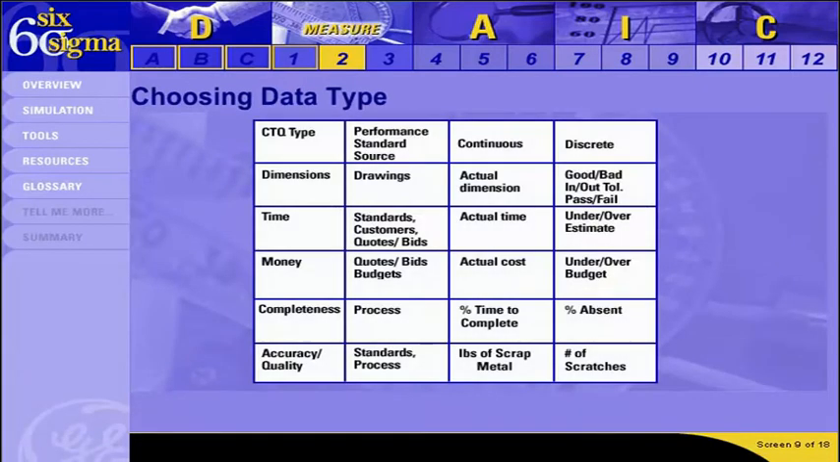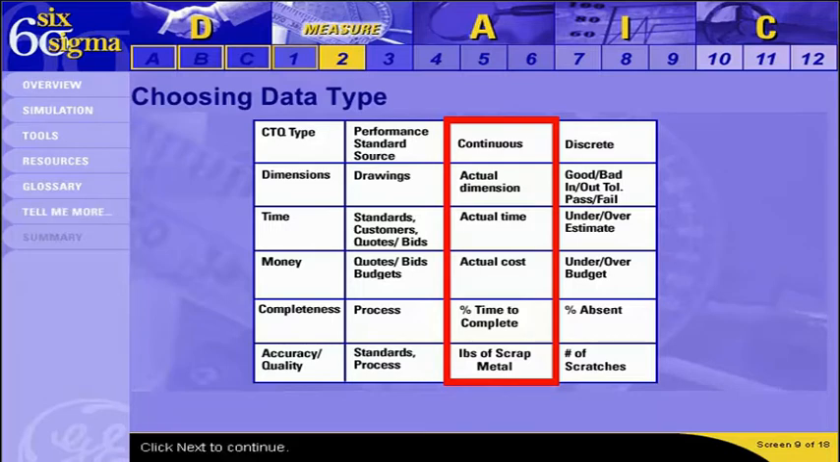The CTQ does not dictate the data type. It is up to you to determine the type of measurement you collect. Here's a table showing some CTQ types and examples of discrete and continuous data for each. You should always aim for collecting continuous data because with it, you can more accurately assess your process.